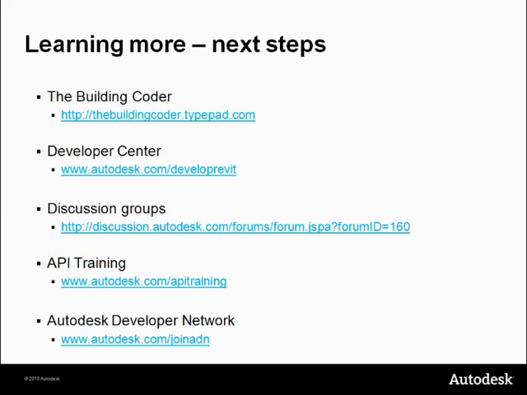Then of course we have the various Autodesk discussion groups for you to check. If you need training, then please do check out our API training schedules, accessed via the autodesk.com/apitraining URL. Here you can also find many webcasts on specific topics such as family, MEP and structure APIs. And finally, if you are interested in joining our ADN program, then please take a look at autodesk.com/joinadn, where you can find out about all the benefits that ADN membership has to offer.